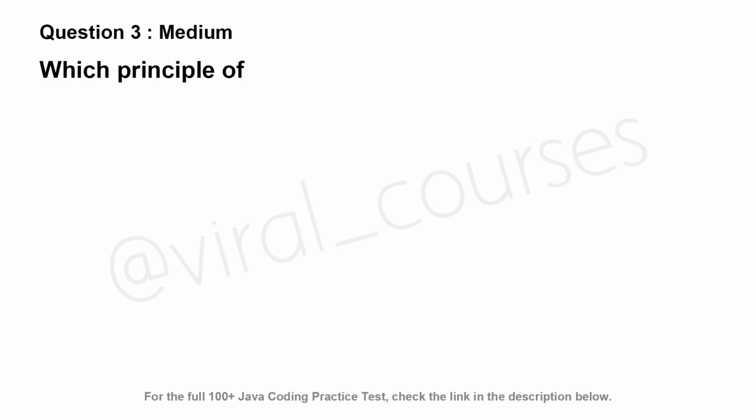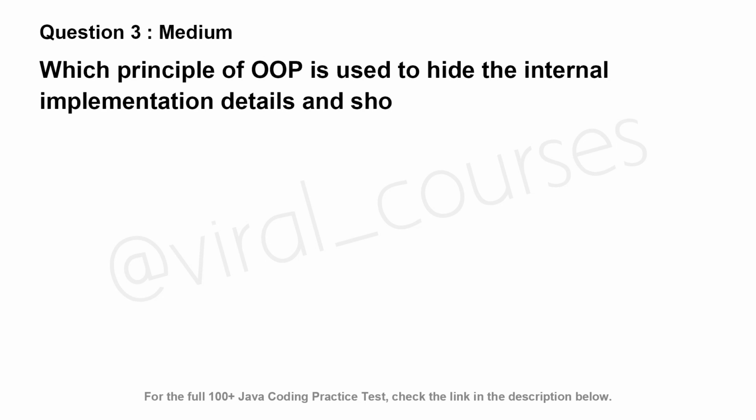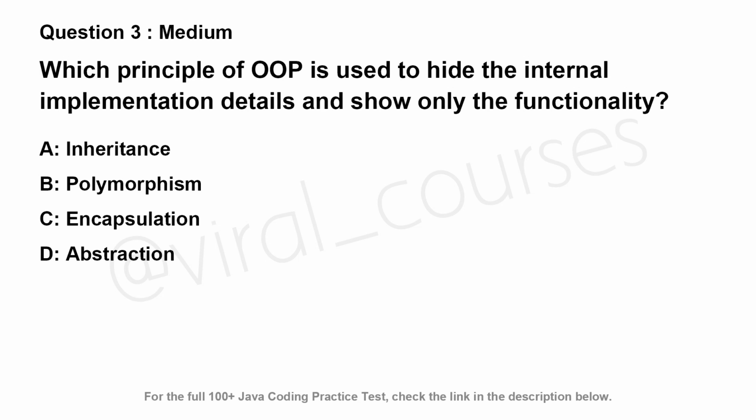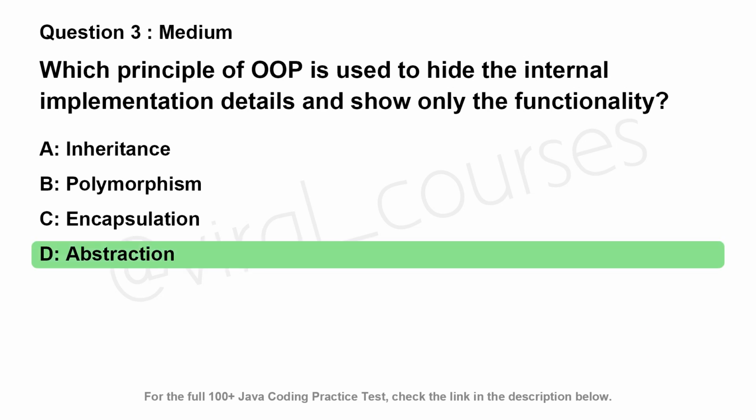Which principle of OOP is used to hide the internal implementation details and show only the functionality? Option A, inheritance. Option B, polymorphism. Option C, encapsulation. Option D, abstraction. The correct answer is D.